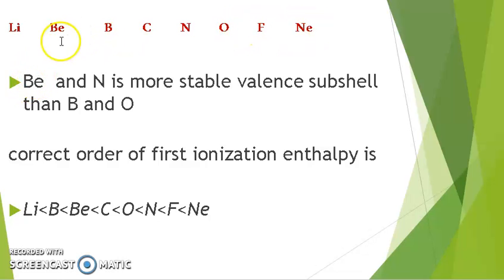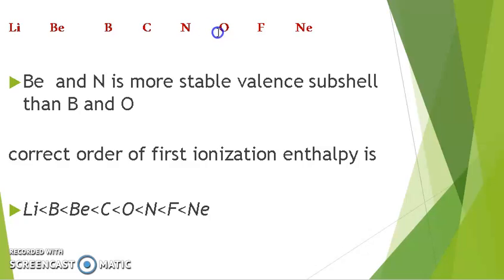So here, beryllium and nitrogen are more stable than boron and oxygen. Because of the electrostatic force between the valence electrons of beryllium and the nucleus, they are more stable valence shell electrons than boron and oxygen, so they can't ionize easily. Beryllium and nitrogen can't ionize easily compared to boron and oxygen. So boron should come before beryllium.